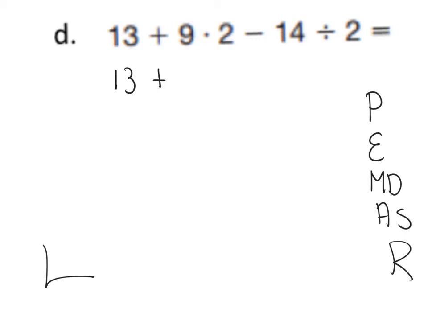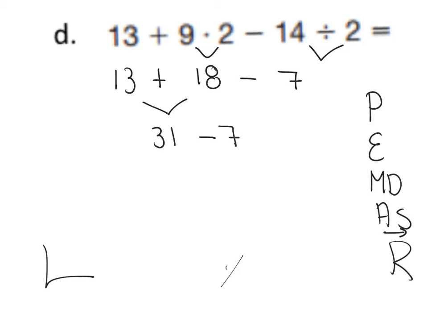So 13 plus 9 times 2 is 18 minus, and we can actually go ahead and do 14 divided by 2 is 7. And then we can do 13 plus 18, because adding and subtracting also go left to right, is 31 minus 7, and then 31 minus 7 is 24.